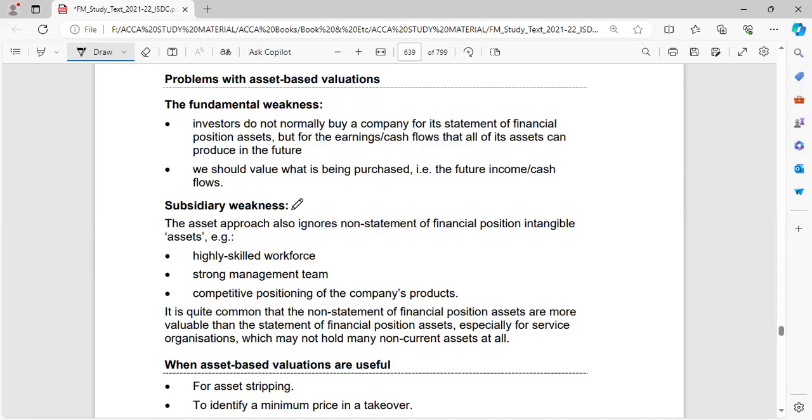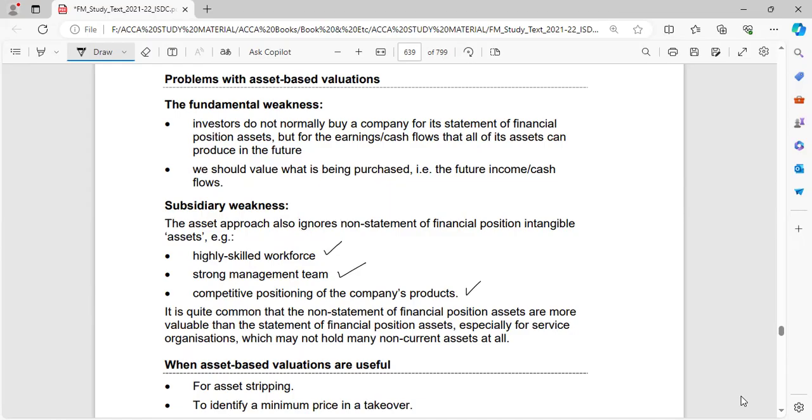There are a few subsidiary weaknesses, such as a highly skilled workforce. If a company has a highly skilled workforce, it is definitely an intangible asset, or we can say that it is intellectual property. How can we determine the value of a highly skilled workforce? We cannot determine the value of a strong management team. We cannot determine the competitive position of the company. So these are the weaknesses in the organization.